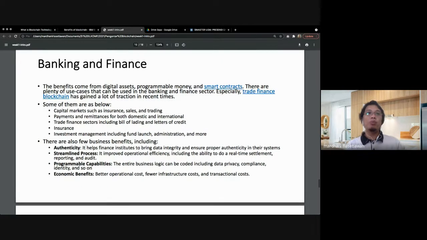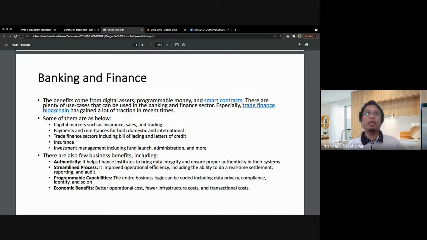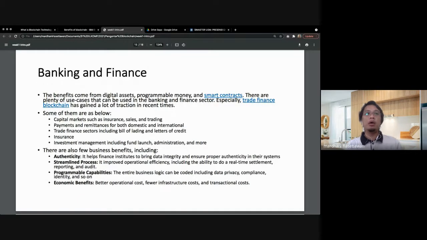And banking and finance benefit from blockchain in at least four aspects. The first is authenticity. It helps financial institutions bring data integrity and ensure proper authenticity in their systems, so authenticity becomes better. Then streamlined processes: it improves operational efficiency, including the ability to do real-time settlement, reporting, and audit.